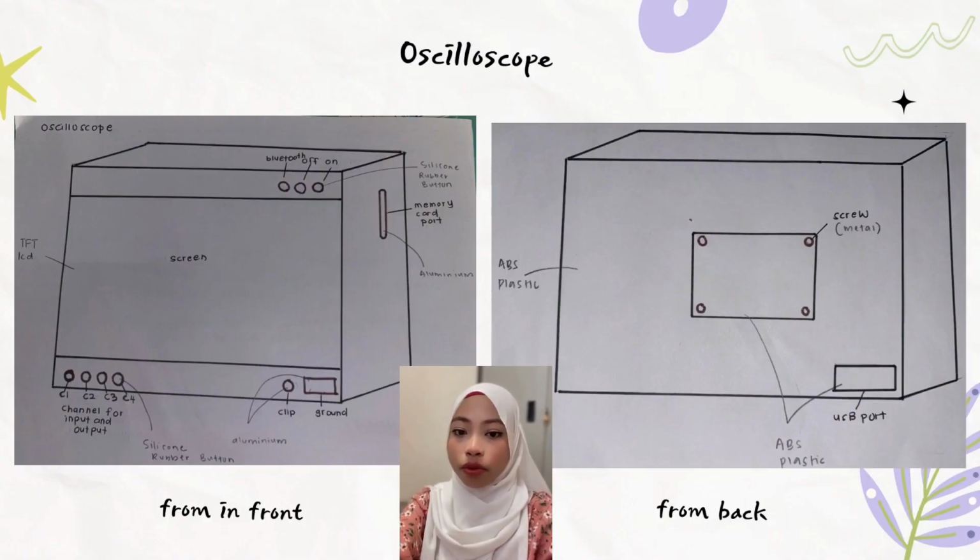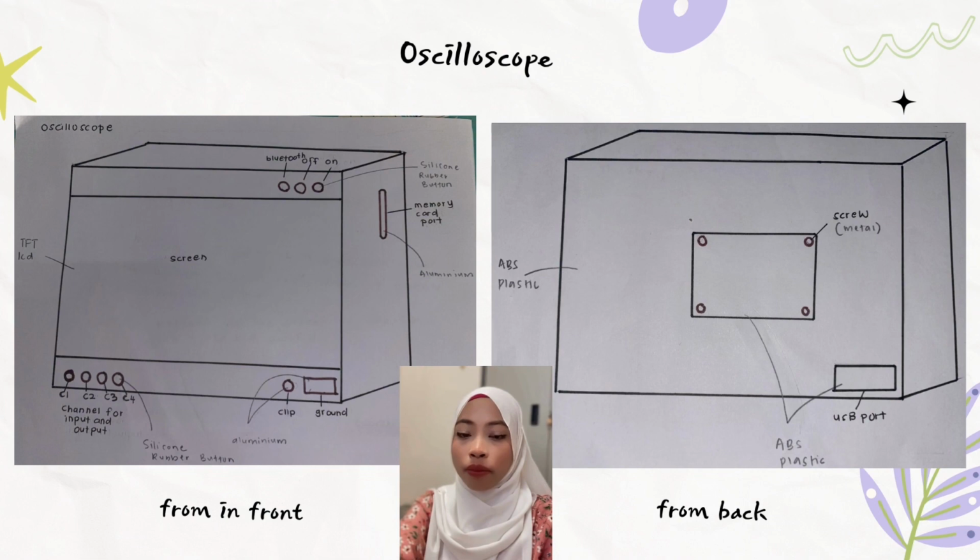In addition, I want to talk about the position of the components of the oscilloscope. The on/off button and Bluetooth are on the top right. The memory card port is on the right side. At the bottom of the screen there are 4 channels, the input channels and output channels. Near the bottom of the screen on the right side there are clip and ground. At the back of the oscilloscope there is a battery holder with a spring, connected by screw, and on the right side at the back there is a USB port to connect with the plug.